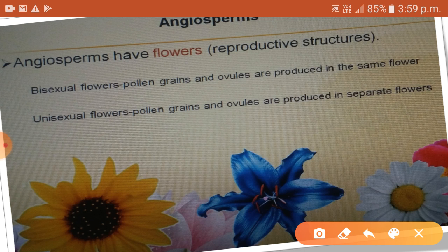Most flowers are very attractive, but don't forget that a lot of flowers are not that attractive to our choice. Mostly pollen grains and ovules develop in the same flower. Such flowers are called bisexual flowers. In some cases, pollen grains and ovules develop in separate flowers, and they are termed unisexual flowers.